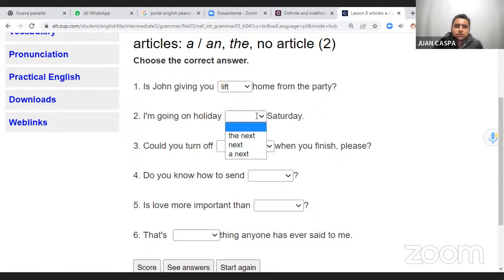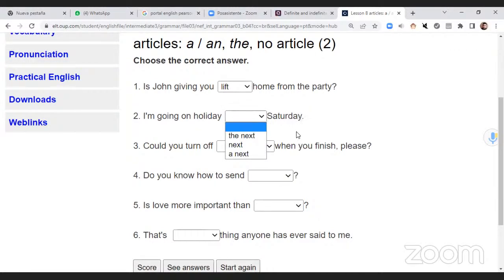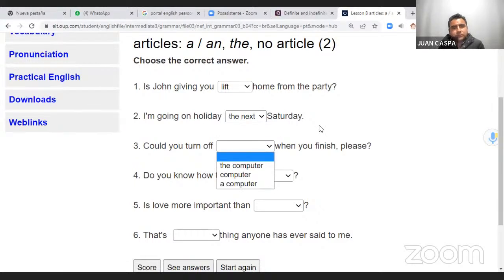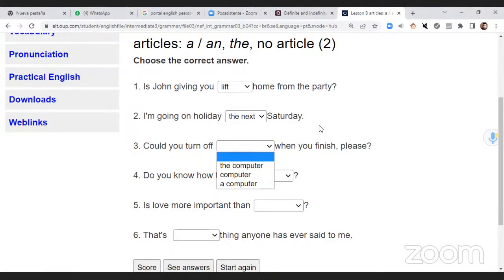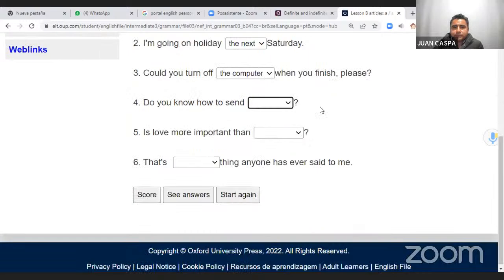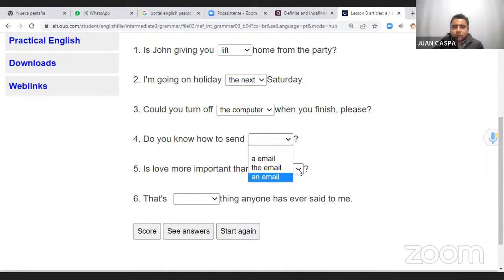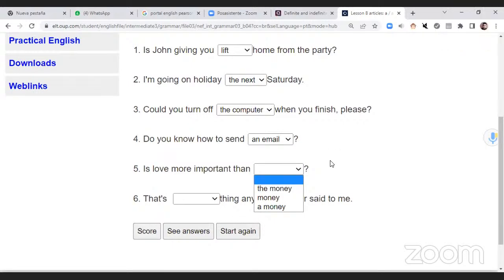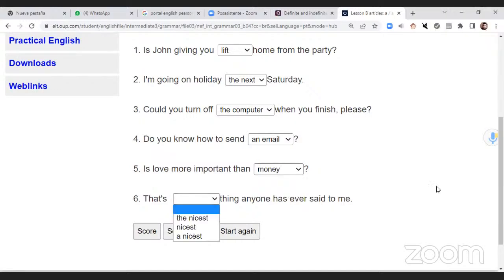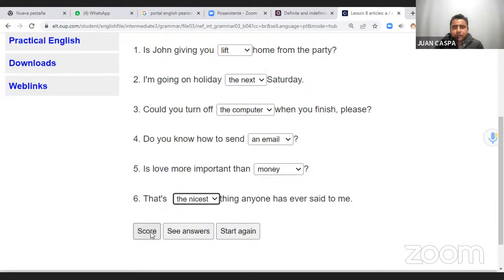What about this number 2? Let me show you. I'm going on holiday the next Saturday. Okay. What about this one? You turn off the computer when you finish, please. Okay, and how about this one? Do you know how to send an email? An email. Very good. And the next one? Is love more important than the money? No, than money. Okay. That's the nicest. The nicest.